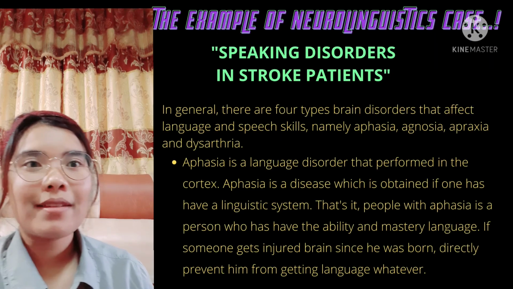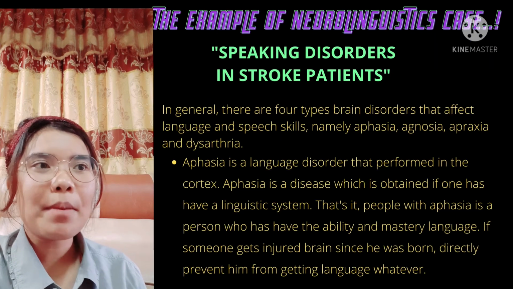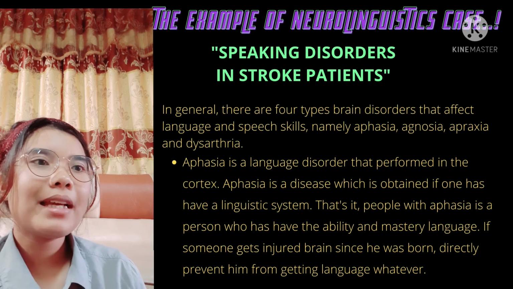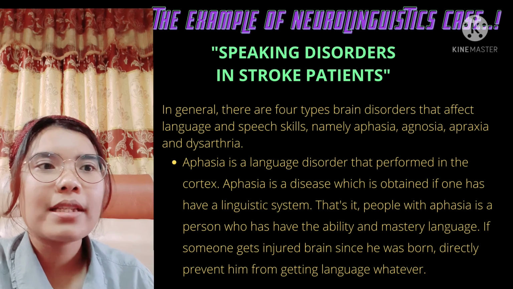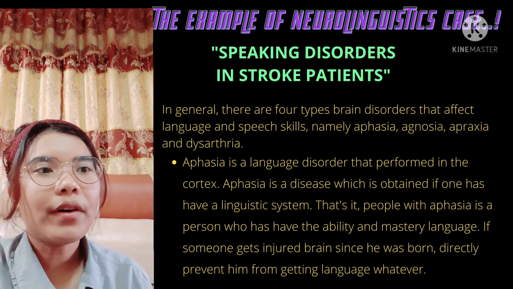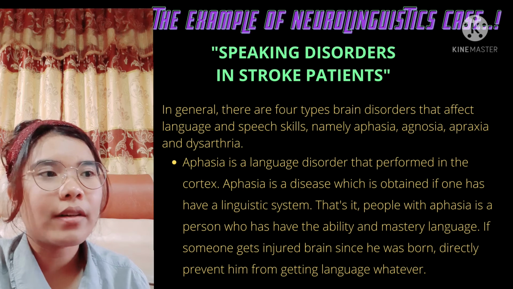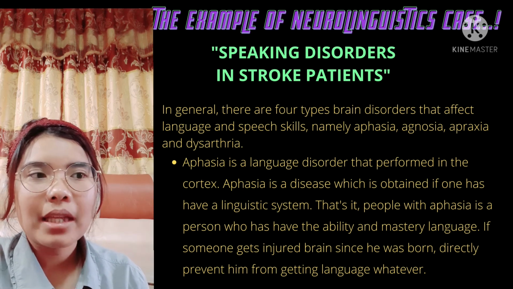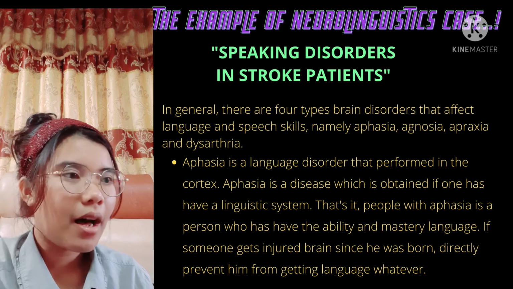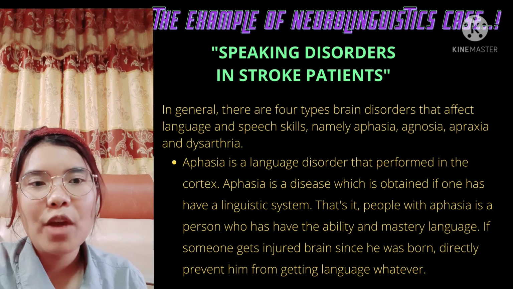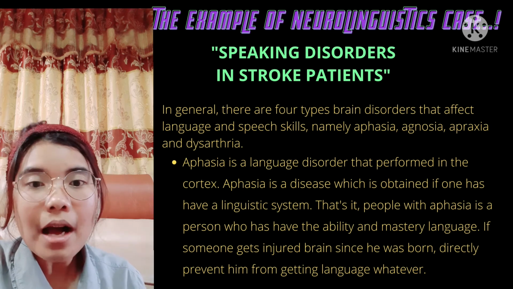And the last but not the least, I will explain about the example of a neurolinguistic case. Okay, the example is the speaking disorders in stroke patients. In general, there are 4 types of brain disorders that affect language and speech skills, namely aphasia, agnosia, apraxia, and dysarthria. And first I will explain about aphasia.